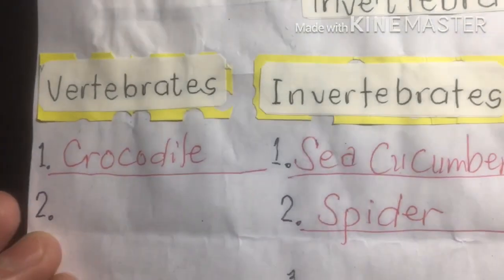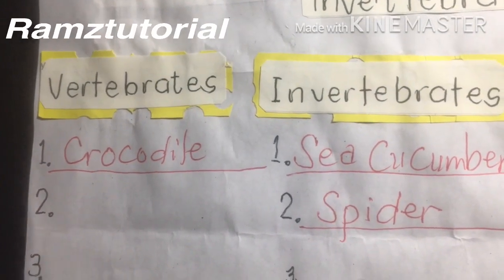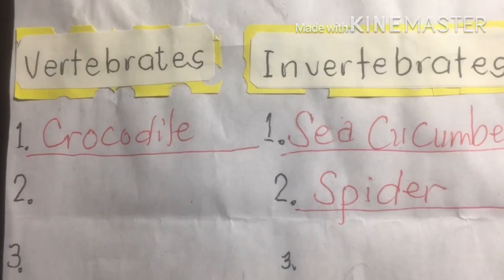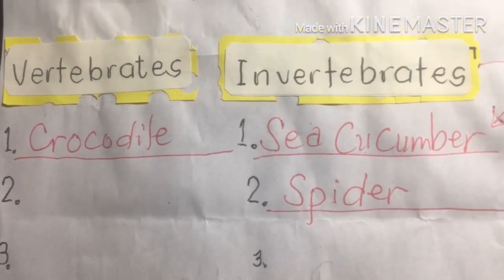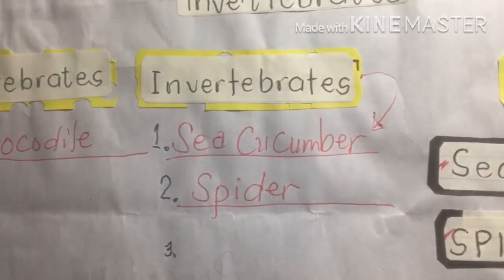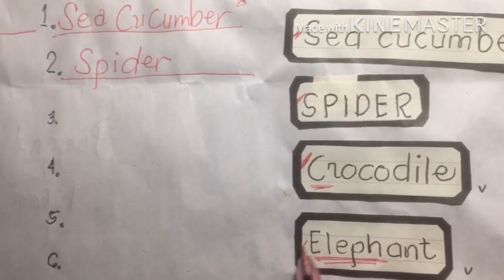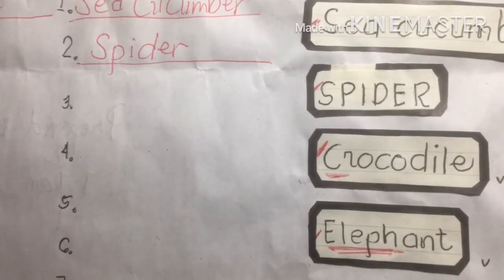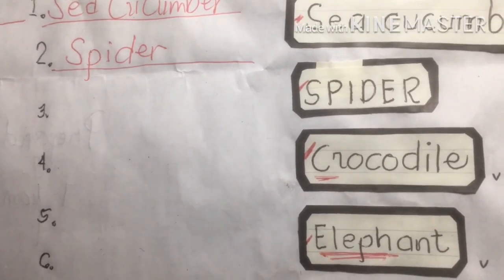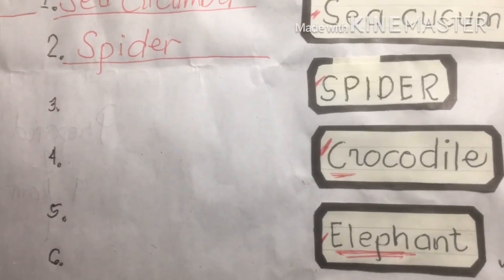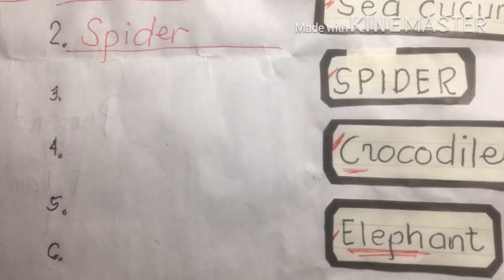Crocodile belongs to vertebrates. It has a skeletal system with a vertebral column, the presence of a backbone. We're going to put a check mark. Next, elephant. Elephant is the largest animal, remember, my dear viewers. So does elephant belong to invertebrates or vertebrates? You guys check your work.